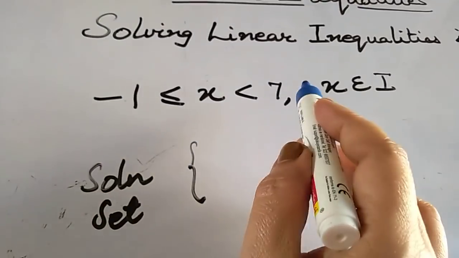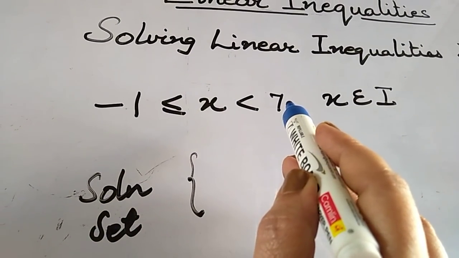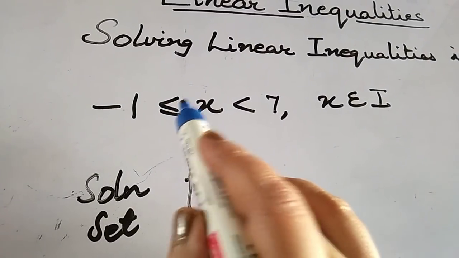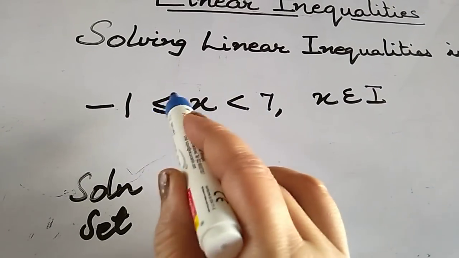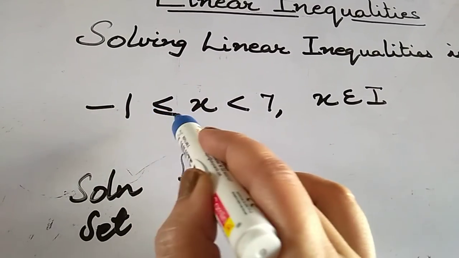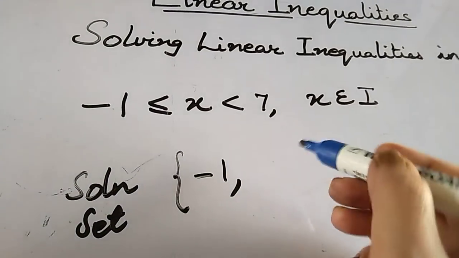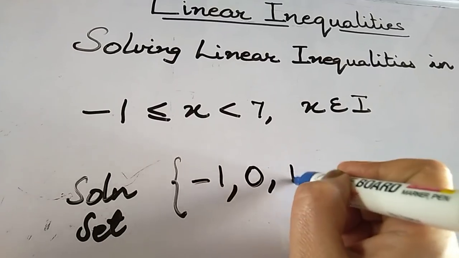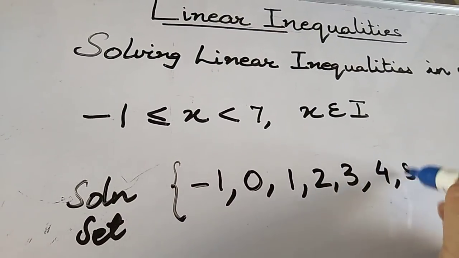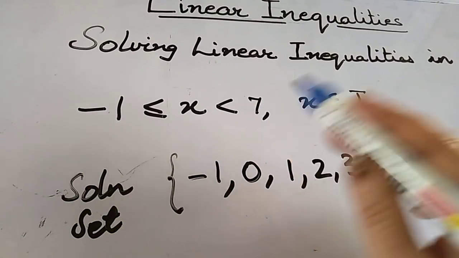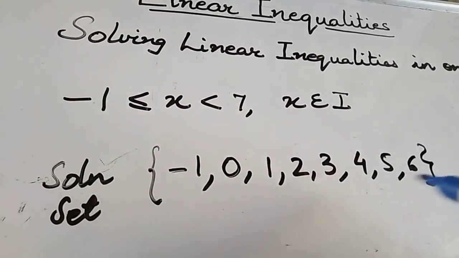Solution set means it includes the integers which lie between -1 and 7, including -1. If you just see the number line, -1 is included because x is greater than or equal to -1. Now integers greater than -1, we go to the right of the number line and we get 0, 1, 2, 3, 4, 5, 6. It is saying less than 7, so we end at 6. Clear? So this is the solution set.